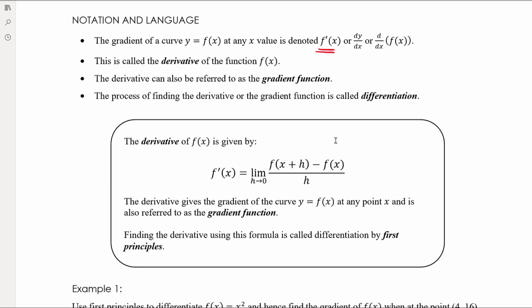If function notation is used, you would definitely call it the derivative f dash x, or g dash x, or h dash x. But if there's no function notation, then you'll be forced to use this Leibniz notation, so dy dx or d dx. This is called the derivative of the function f. So f dash x is the derivative of f.